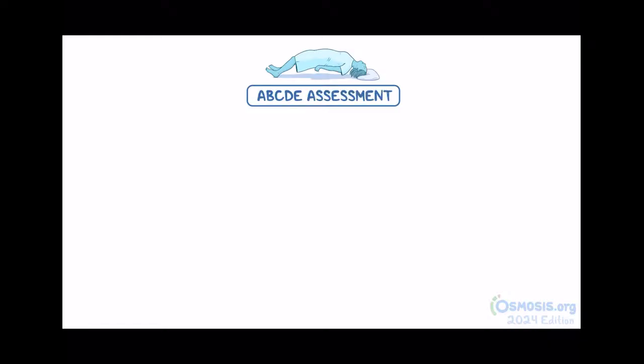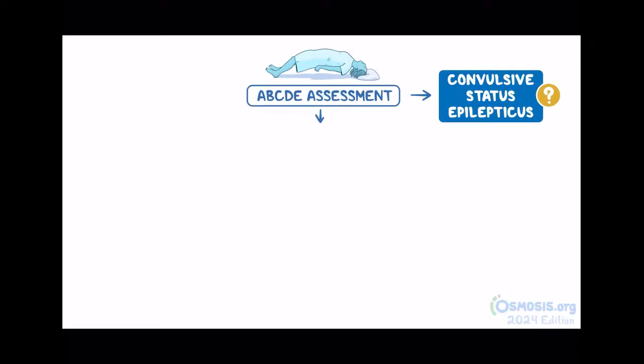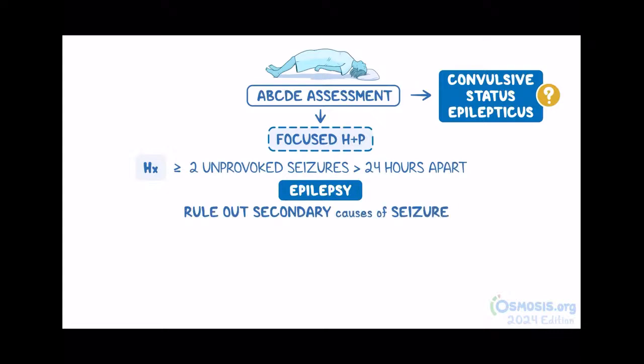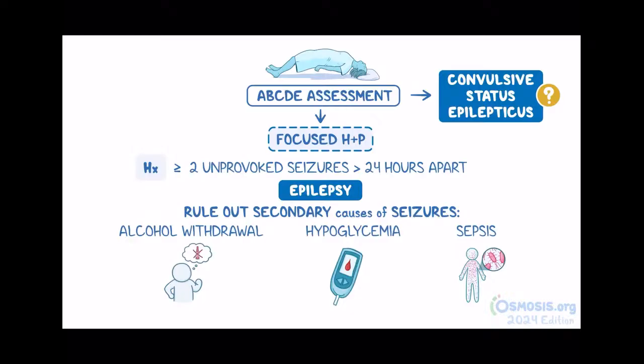All right, as a quick recap, if your patient presents with a chief concern suggesting epilepsy, first perform the ABCDE assessment to rule out the possibility of convulsive status epilepticus. Next, obtain a focused history and physical exam. If history reveals at least 2 unprovoked seizures more than 24 hours apart, you can diagnose epilepsy. However, to call a seizure unprovoked, you need to rule out secondary causes of seizures, such as alcohol withdrawal, hypoglycemia, and sepsis.